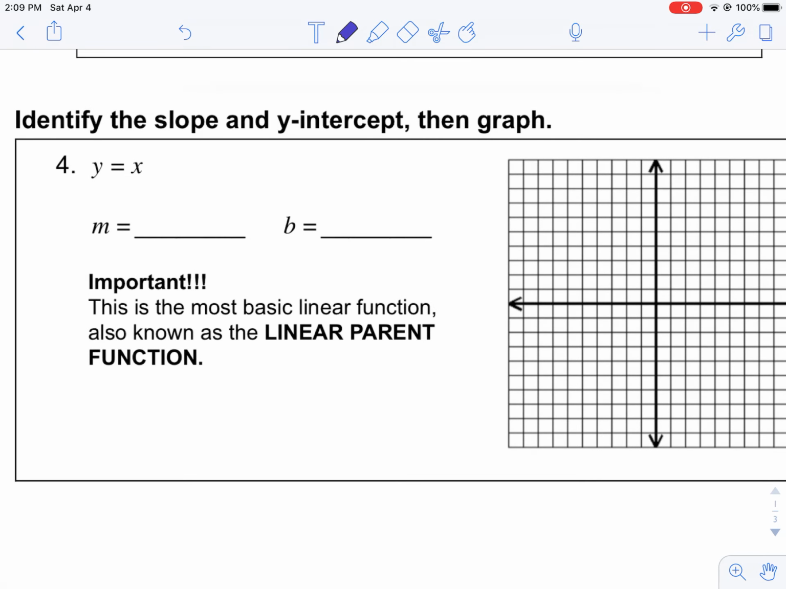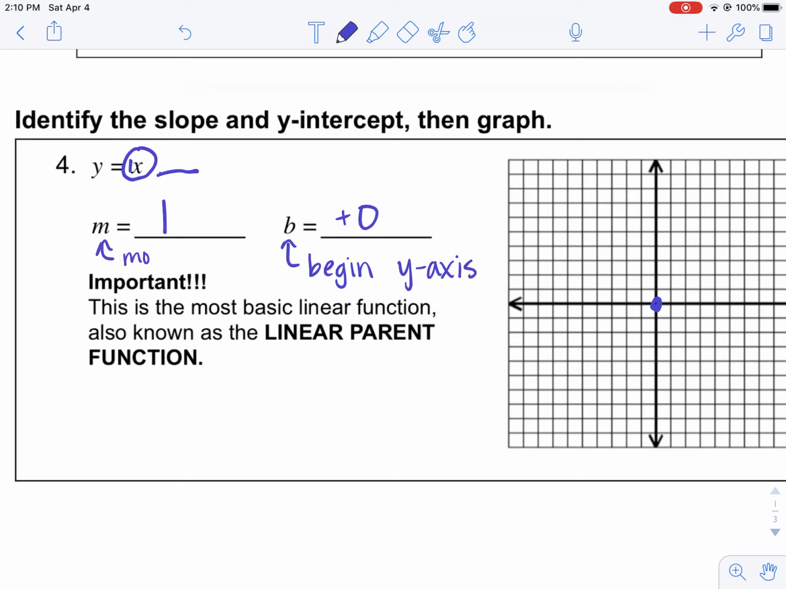So number 4, they're asking us to identify the slope and y-intercept and then graph. So this one's kind of tricky. If you remember, this is the linear parent function, so this is what everything is based off of. But my m value is in front of x, so there's a 1, and then plus b. Well, there's nothing behind it, so b is going to be 0. When we graph, remember, this is where we begin. So we begin at 0 on the y-axis.